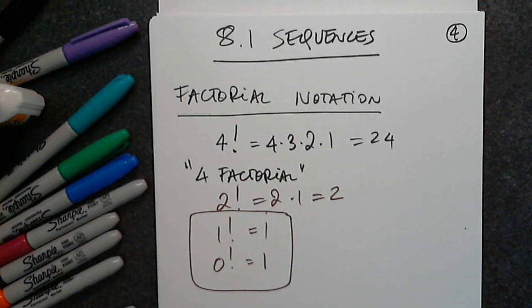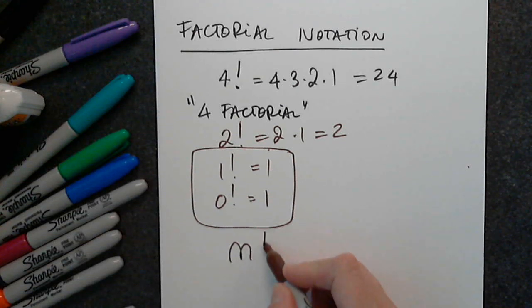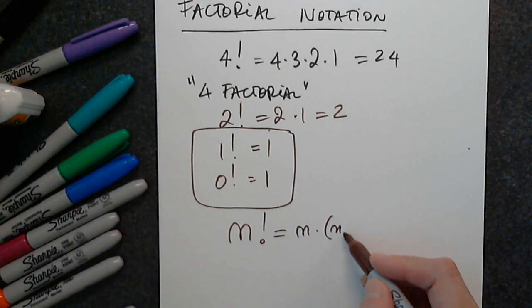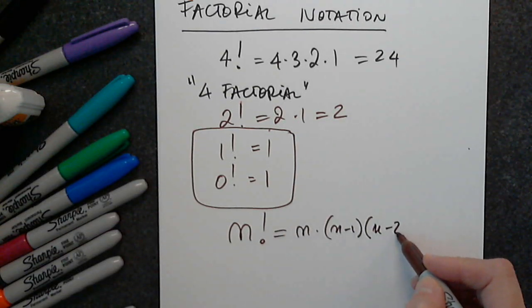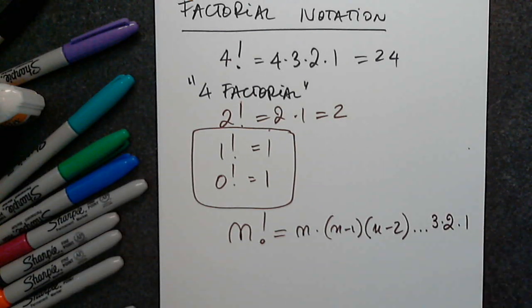So what is the general notation? Here's the general notation. It's n factorial, which means n times n minus 1 times n minus 2 times dot dot dot times 3 times 2 times 1. And this definition is applicable to any factorial. So if I have 10 factorial, I would have 10 times 9 times 8 times 7 times dot dot dot times 3 times 2 times 1.